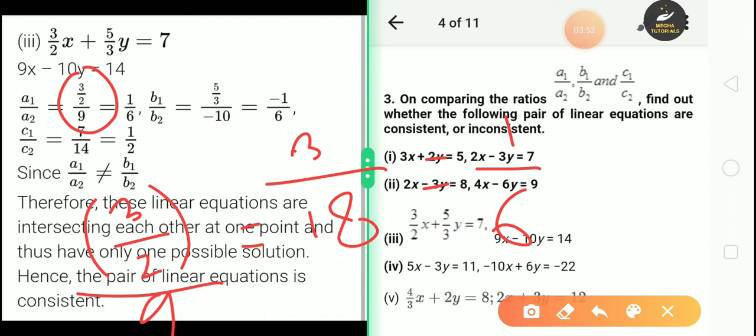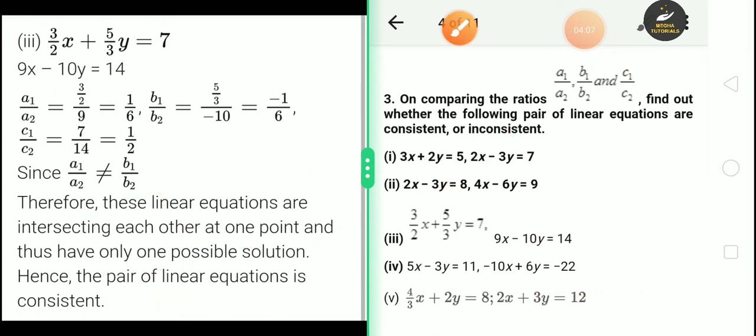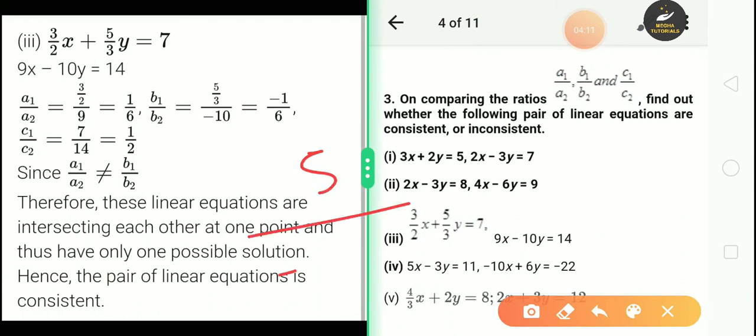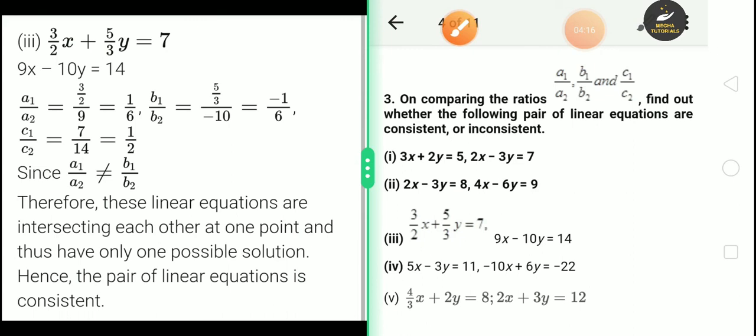2 will multiply with the denominator 9, so 3 upon 18, and further it simplifies to 1 upon 6. Similarly, b1 upon b2 is 5/3 upon minus 10. So 3 will multiply with the minus 10, so you get 5 upon minus 30, which is equal to minus 1 upon 6. And c1 upon c2 is 7 upon 14, which is equal to 1 upon 2.